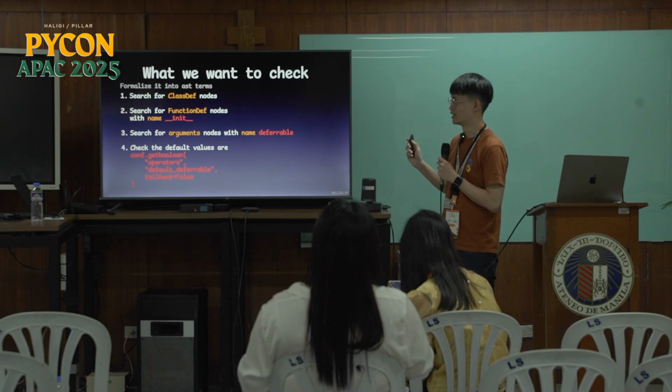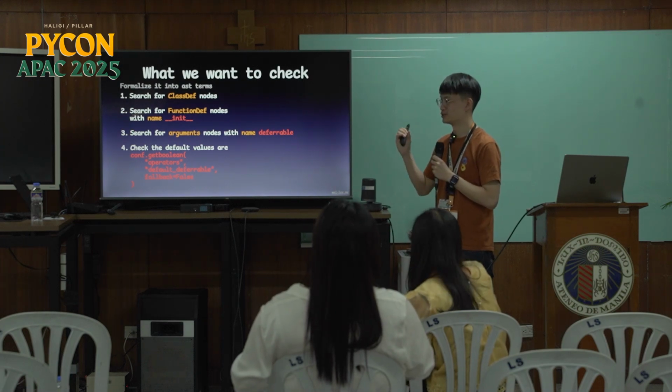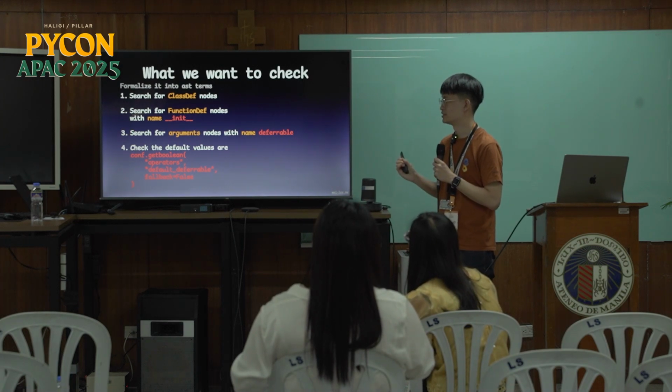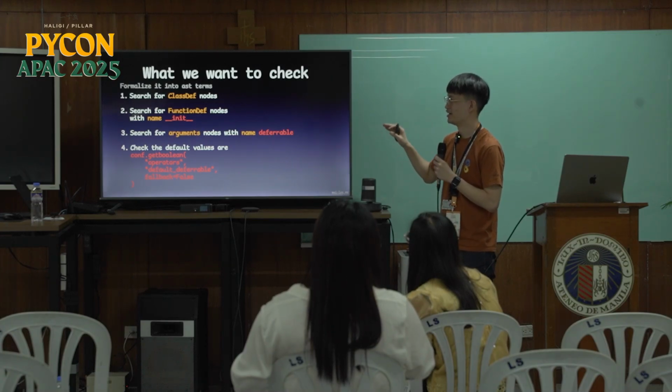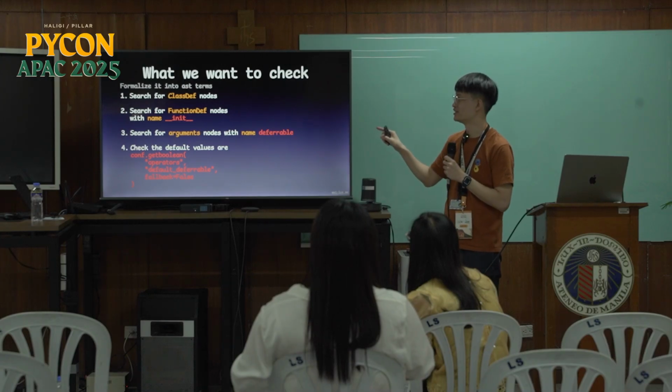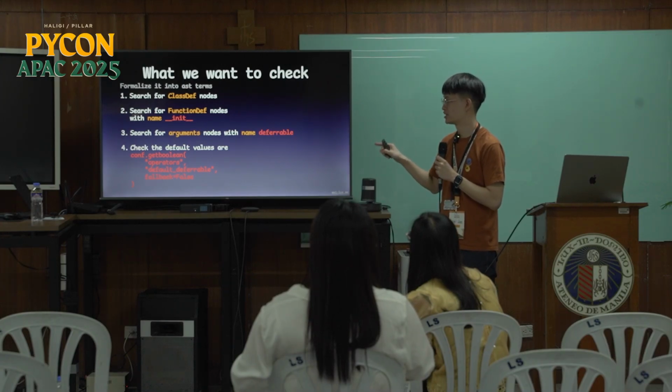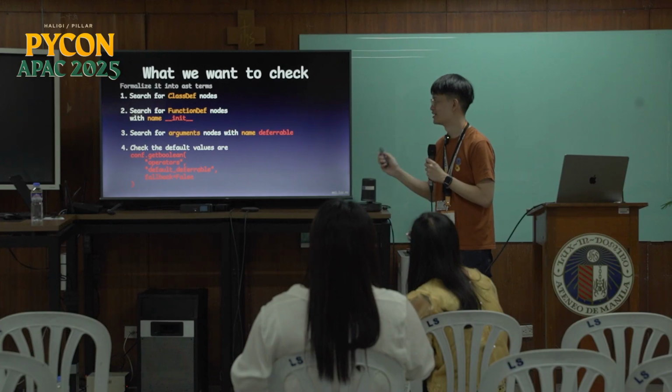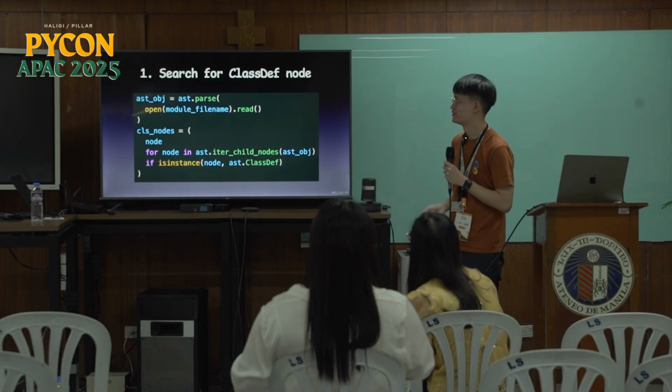We can formalize it into AST terms, because in AST a class definition is a ClassDef node, and function nodes are FunctionDef. So we'll need to search the ClassDef nodes, and then within them, find the function node with dunder init and the argument and so on. So let's see the code first.